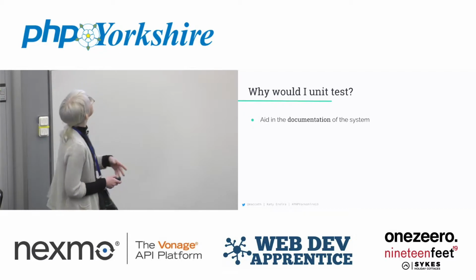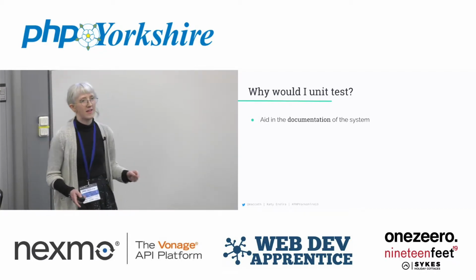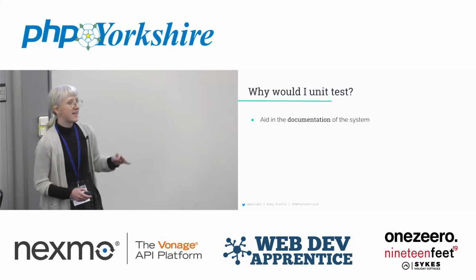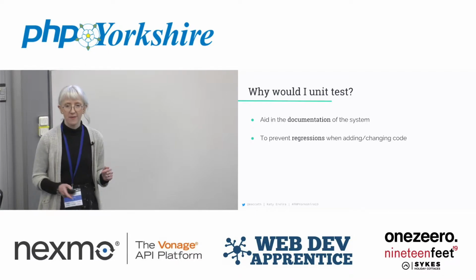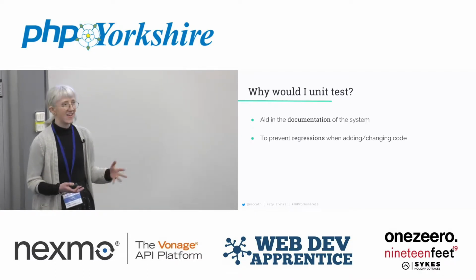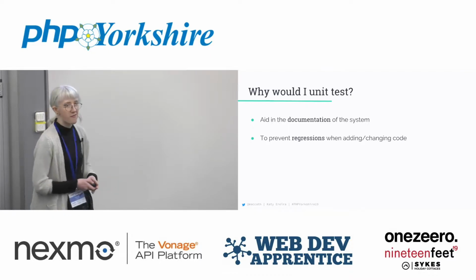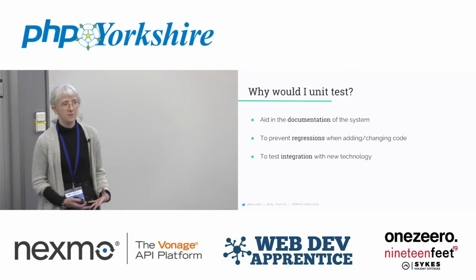Why would you unit test? My favorite reason for writing unit tests is because it documents your application. It says exactly what your code should be doing. It also helps prevent regression. So if you make any changes to your code and you break something unintentionally, a failing test will alert you to that.